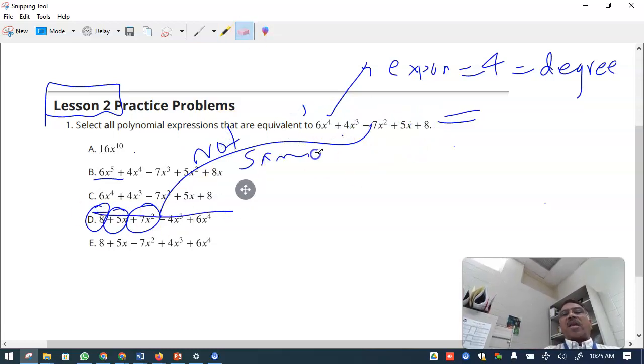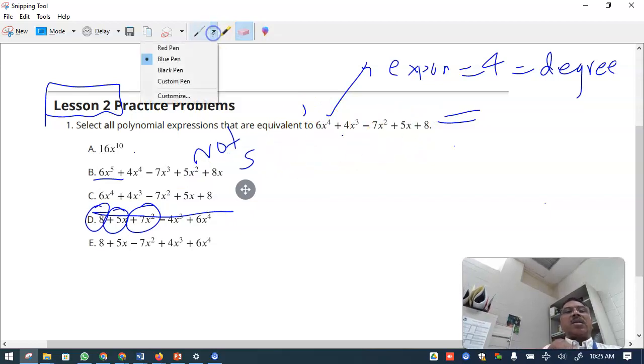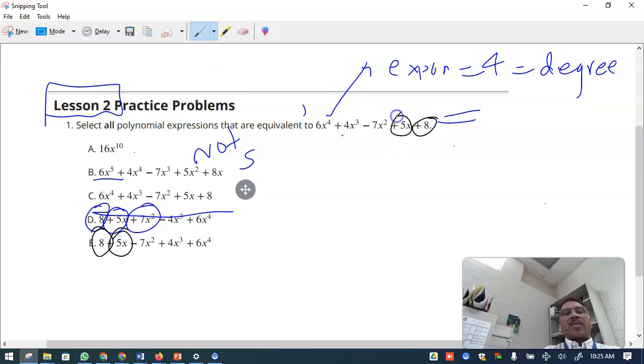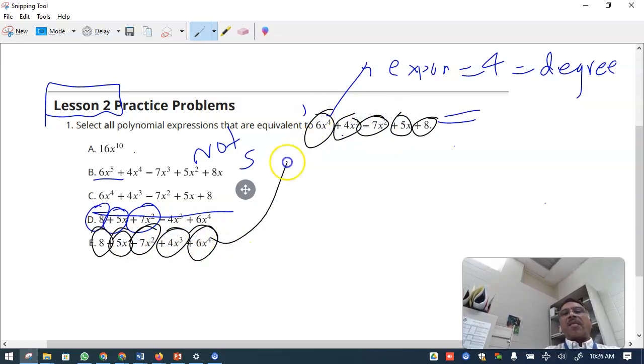So that means let's check for the last one. Let's check E. So there's a plus 8, plus 5x, minus 7x squared, minus 7x, 4x cubed, 4x cubed. So everything is there.